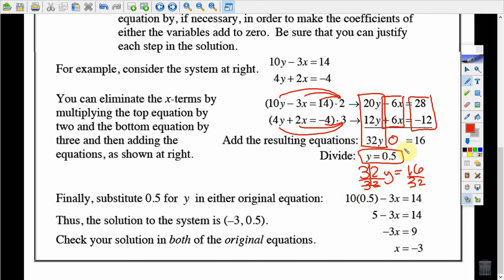After we solve for y, we still need to go back and solve for x. So we're going to plug in 0.5 for y into either equation. They've chosen the first equation. So we have 10y minus 3x becomes 10 times 1/2 minus 3x, and it's equal to 14. Once you simplify that all out, you end up with x equals negative 3, which means that if we were to graph these out, these would cross at negative 3, positive 1/2.